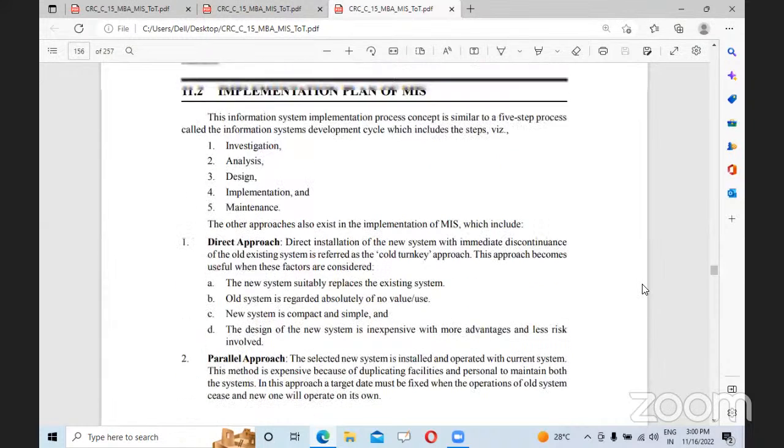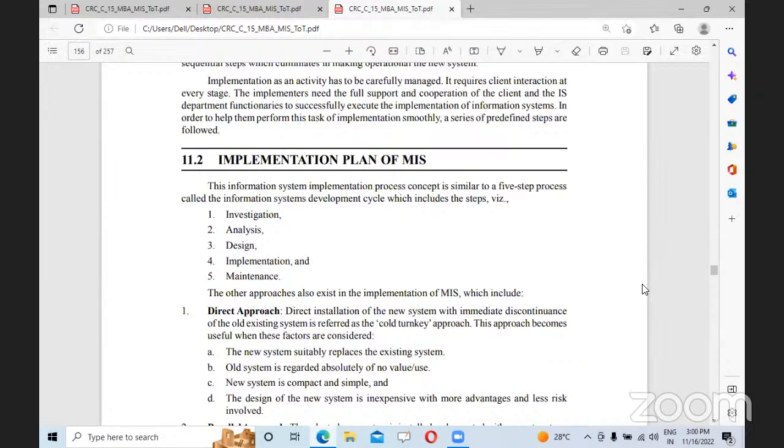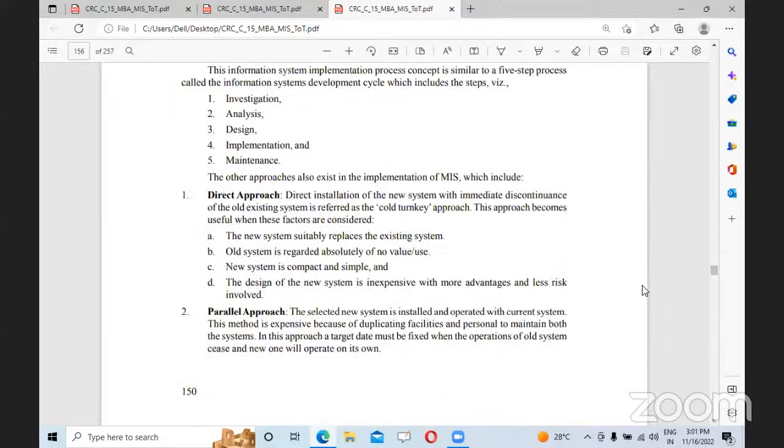And what are the implementation steps? This information system implementation process concept is similar to a five-step process called the information systems development cycle, which includes the steps investigation, analysis, design, implementation, and maintenance. The other approaches that also exist in the implementation of MIS include the direct approach, the direct installation of the new system with immediate discontinuance of the old existing system, which is referred to as the cold turkey approach.